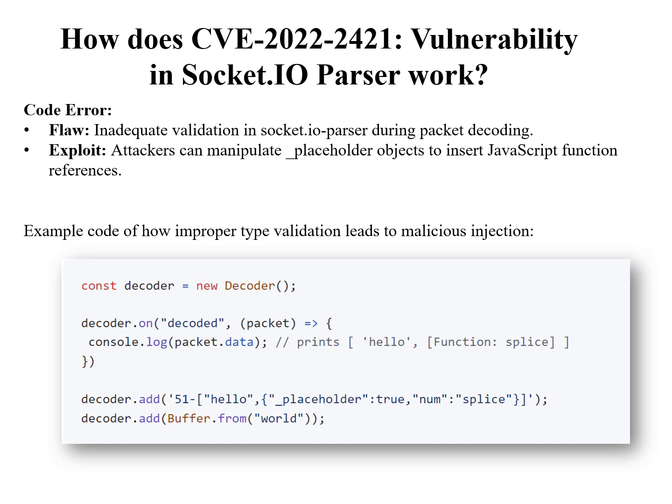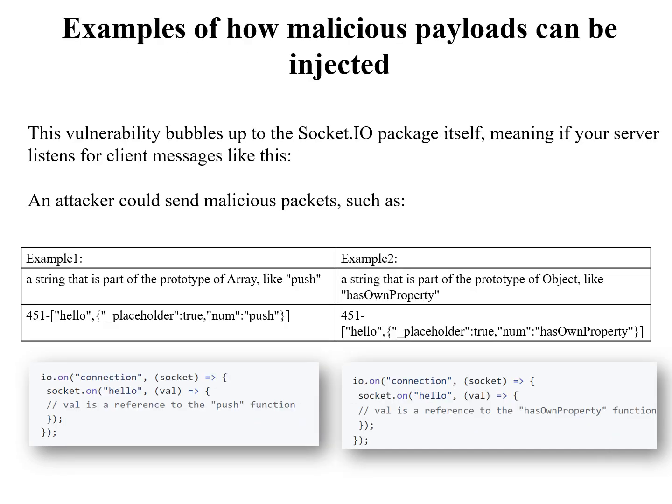The vulnerability occurs due to improper type validation, which enables attackers to manipulate the placeholder objects to reference JavaScript functions like splice. You can see in the code here that this leads to execution of arbitrary code on the server, and the application may be threatened by these functions. Here you can see some examples of how malicious payloads can be injected.